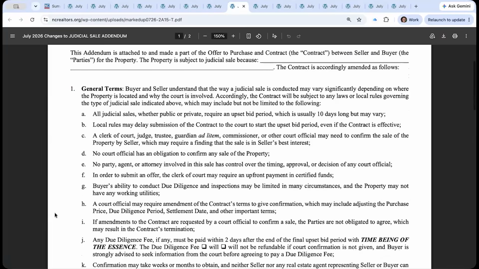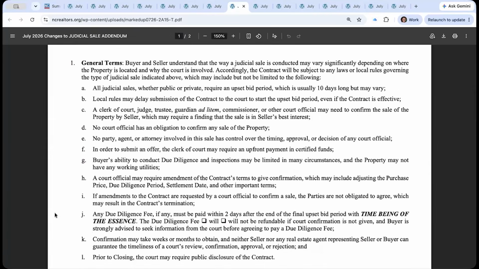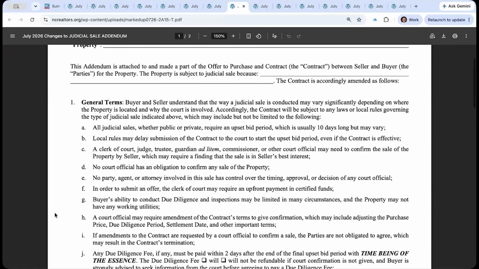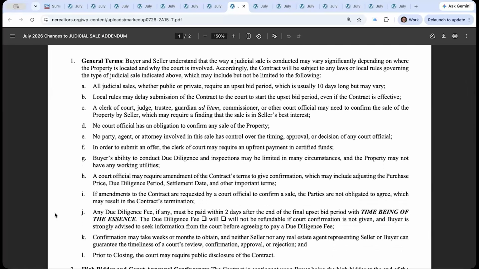But here these general terms in paragraph 1, a lot of these are informational items. They may or may not apply depending on the transaction. But it makes it clear that the contract is going to be subject to any laws or local rules governing judicial sales. And a lot of times local rules vary a lot from county to county. And even within counties, there's different kinds of judicial sales. It's not always just a regular old foreclosure. It can be any number of things. It could be a partition action. It could be who knows what, okay? It could be a commissioner sale. So depending on what it is, a lot of things could change.